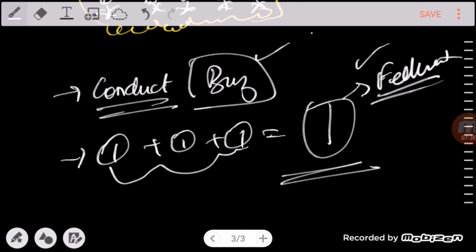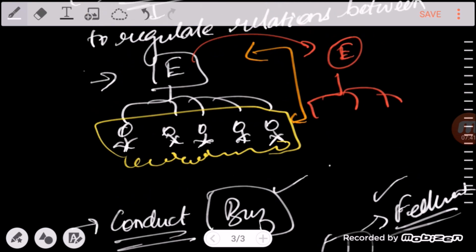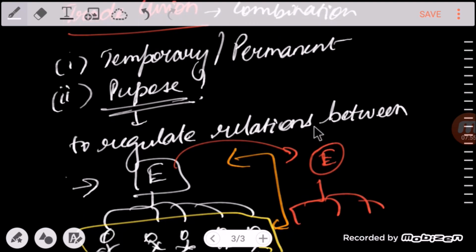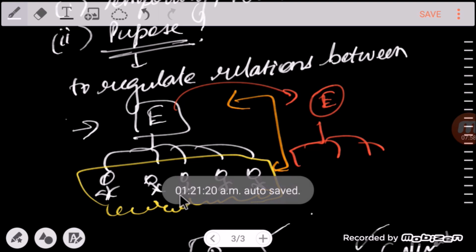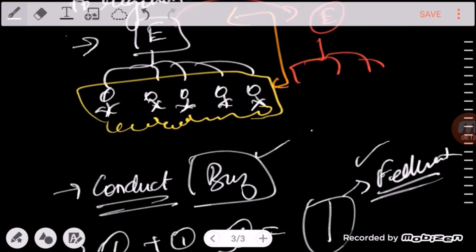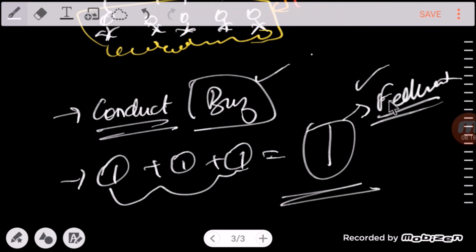To summarize, what is the definition of trade union? A trade union is a combination, and such a combination can be temporary for a short period or permanent also. What is its purpose? It regulates the relationships between the employer and its workmen, or between the workmen themselves, or between one employer and another employer, or it can regulate the business, and it includes the federation of trade unions also.